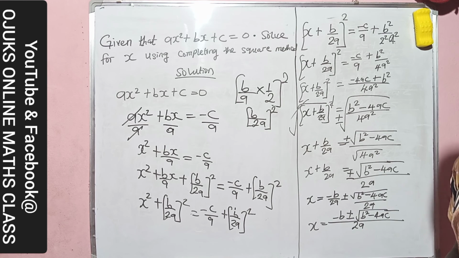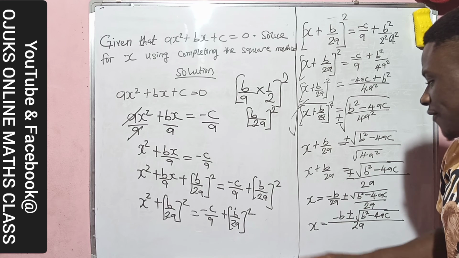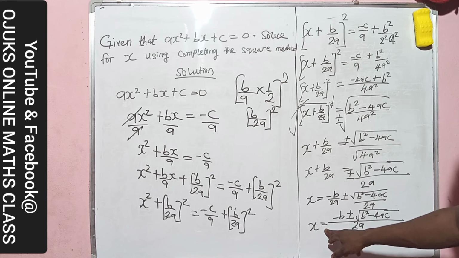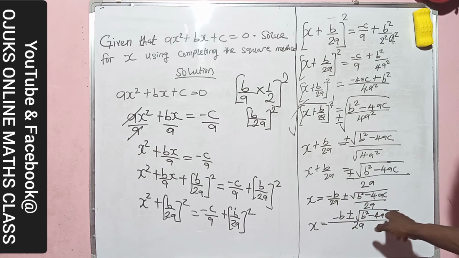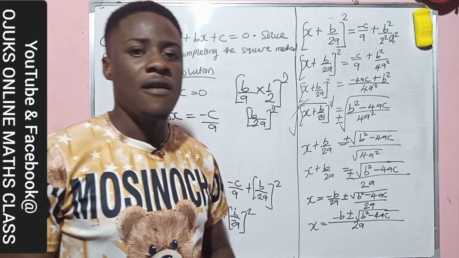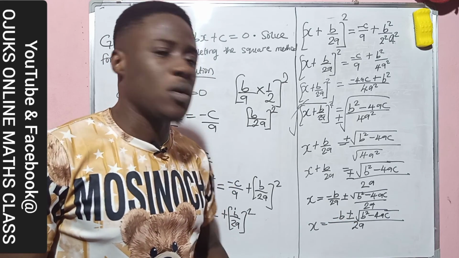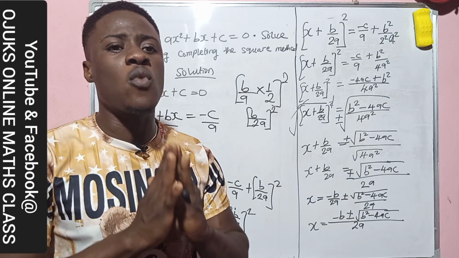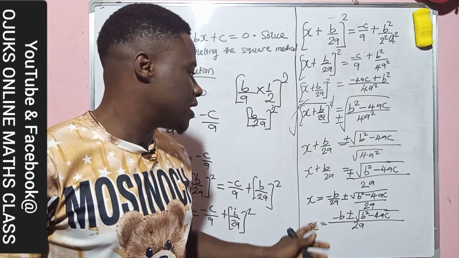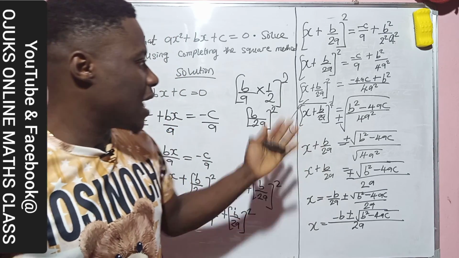So as you can see, I have succeeded in getting the value of x. And as you can see, the value of x is equal to minus b plus or minus square root of b squared minus 4ac all over 2a. So this is actually the quadratic formula. We can use this quadratic formula to solve every quadratic equation. We can use this quadratic formula to solve any kind of what? Quadratic equation.